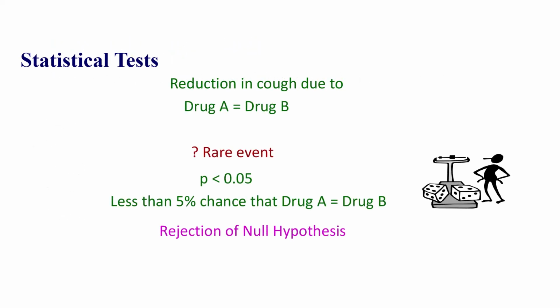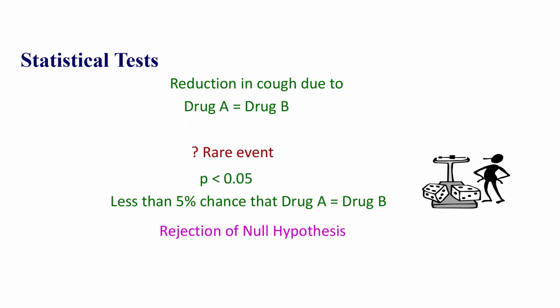So now what you do? Reduction in cough due to drug A is equal to drug B. Is this a rare event or is this not a rare event? That you have to consider. So when you say that P is less than 0.05, or when you set the significance level as 0.05, what it means is that there is less than 5% chance that drug A is equal to drug B will happen. So this situation that both the drugs are equal or they are showing equal results is less likely, very less likely. It is a rare event, and then you will call that the difference is statistically significant.